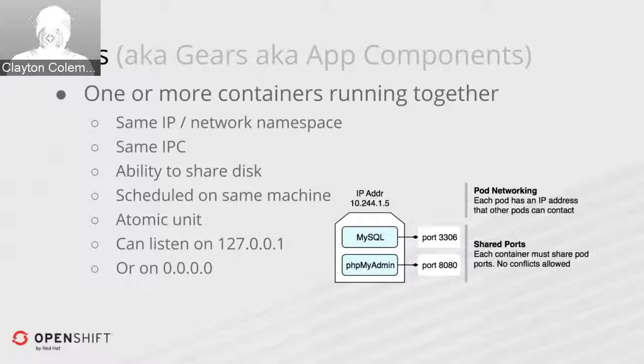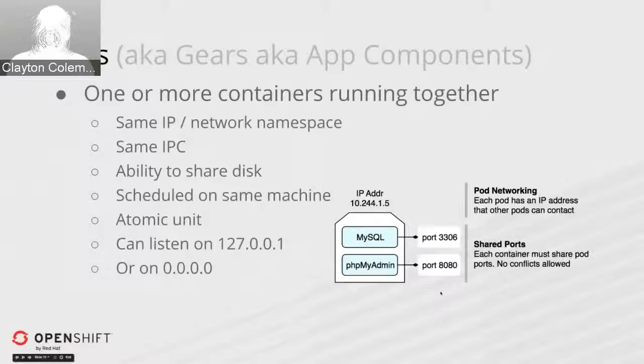making things work together well that don't necessarily need to talk across the network, but need to talk across a file system or IPC or over disk or over localhost, that there's still value in having a concept above the container level. So in Kubernetes, that's called a pod. And in OpenShift 3, that'll really be our fundamental unit of scaling up. So a pod, in a sense, is like a little VM. It's a set of containers that are running together.